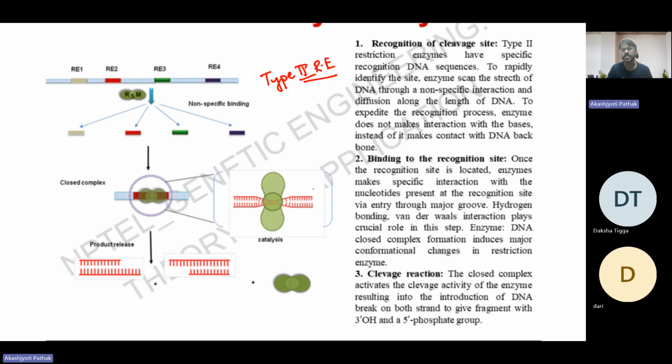So a closed complex is formed between the restriction enzyme and the recognition sequence which is present in the DNA. Once this is done, it will cause some modification in the DNA molecule, and it will cleave at the particular site, and the restriction enzyme will be released. So once the closed complex is formed, it will activate the cleavage activity of the enzyme, and it will result in the introduction of a DNA break on both strands to give fragments with a 5' phosphate group and a 3' OH group.